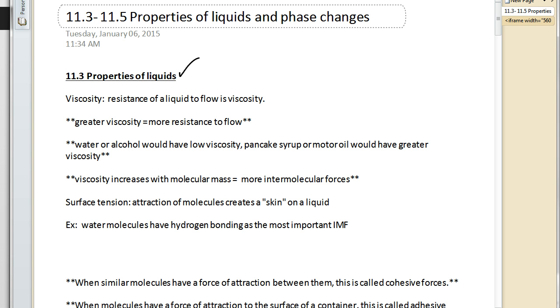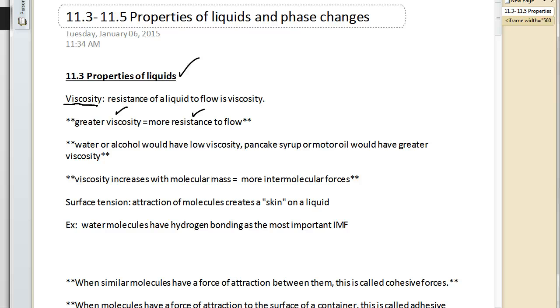We know already liquids have the ability to flow. They'll take the shape of the container, things like that. A few things are going to come up in this section. One of them is the idea of viscosity, and you hear viscosity talked about a lot with respect to things like motor oil. This is the resistance of a liquid to flow. Basically, the more viscosity something has, the more resistance to flow it has, meaning it doesn't want to pour.